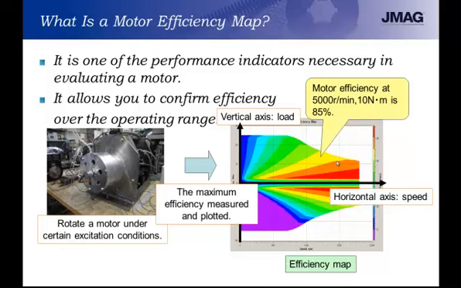In this case, for this efficiency map, if we look at 5,000 RPM and about 10 Newton meters, we see that the efficiency is approximately 85%.